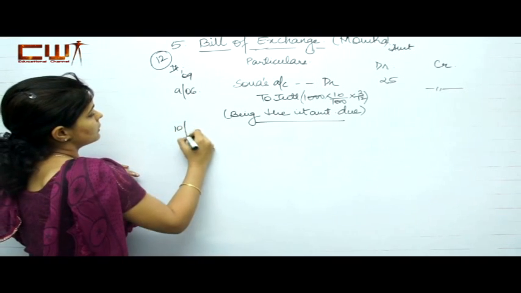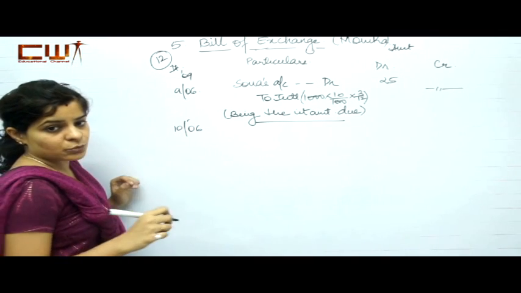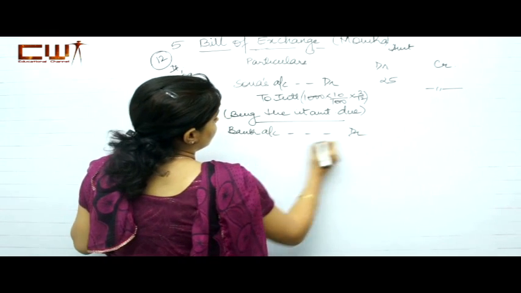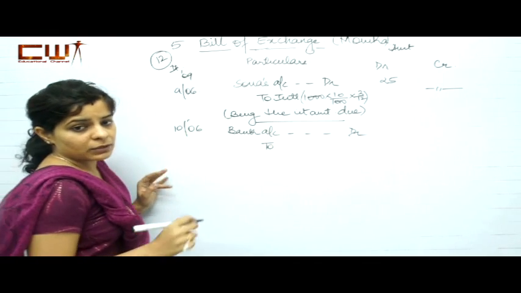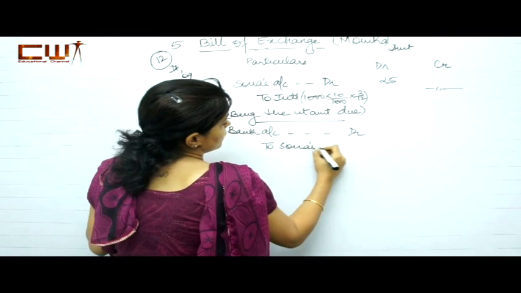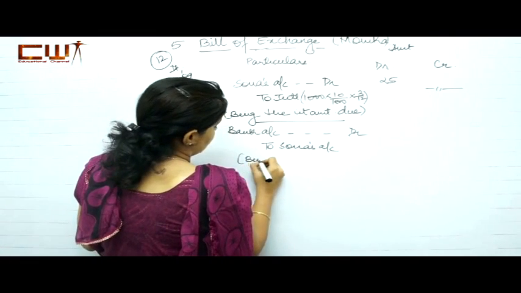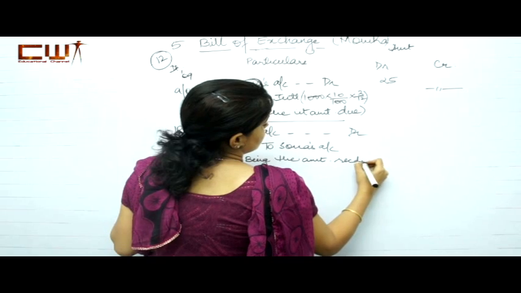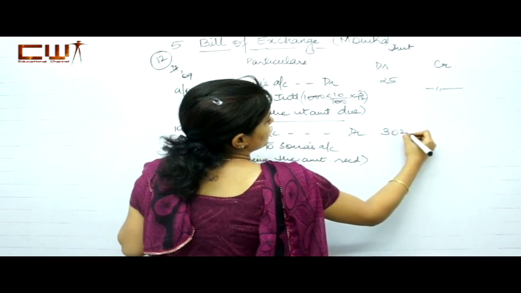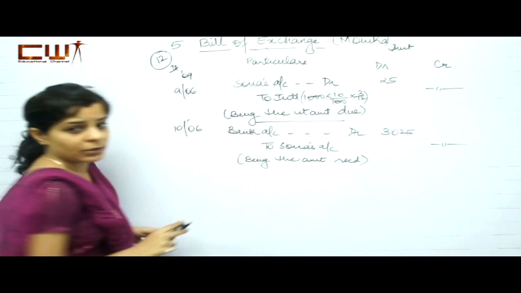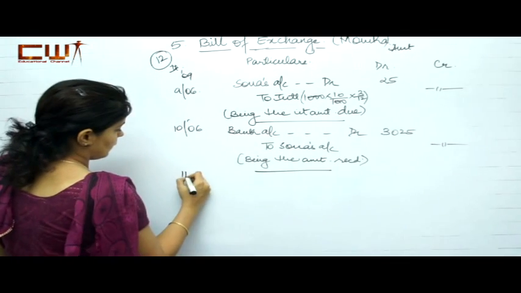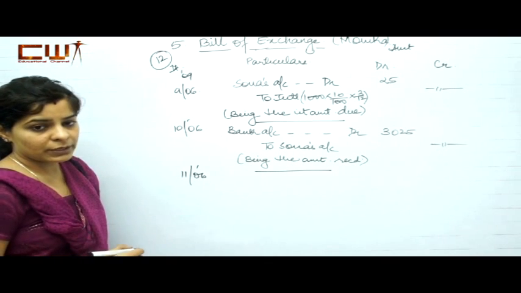Alright. So 10th June you are getting in cash what? Bank account debited. Who is paying? Sona is paying. Sona's account, right? Being the amount received. How much? 3,000 plus 25 interest, so that is 3,025. Next, what you are doing? You are making the bill, drawing the bill of rupees 1,000. So that will be 11th of June, you can say. Alright, you are drawing the bill.